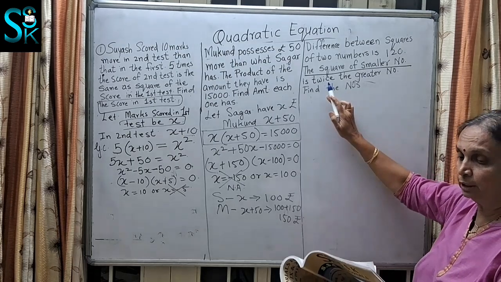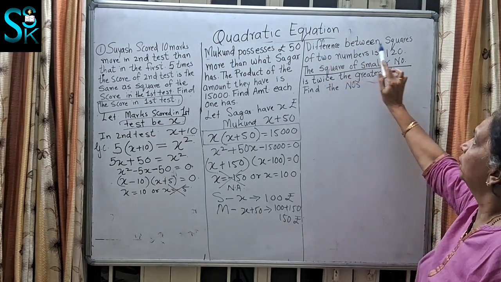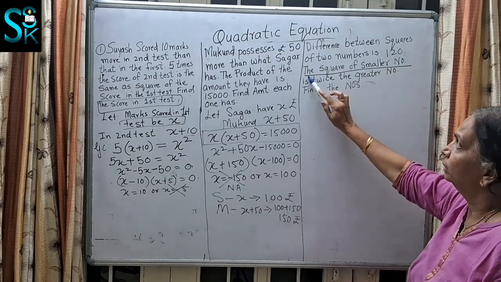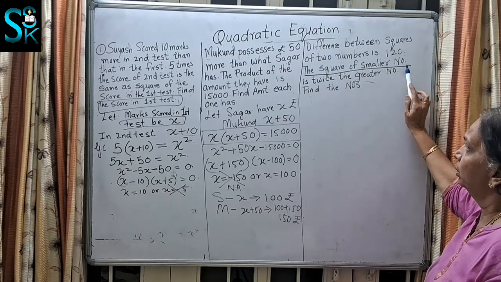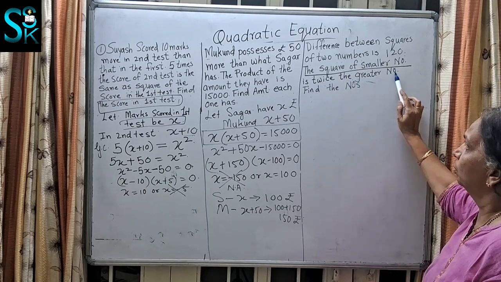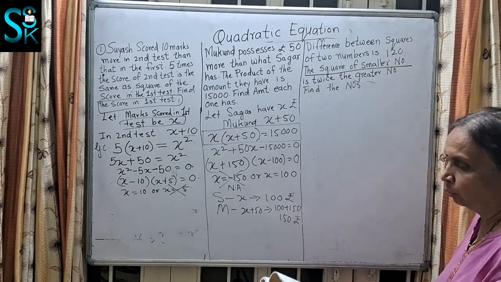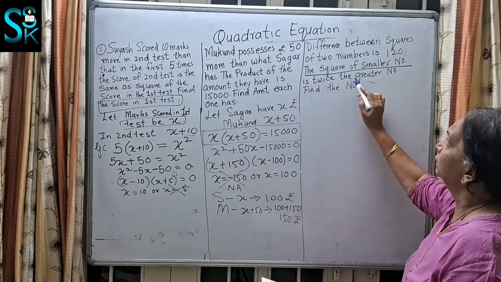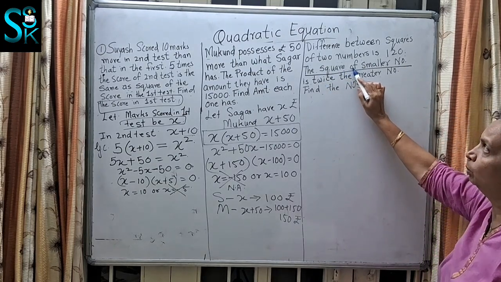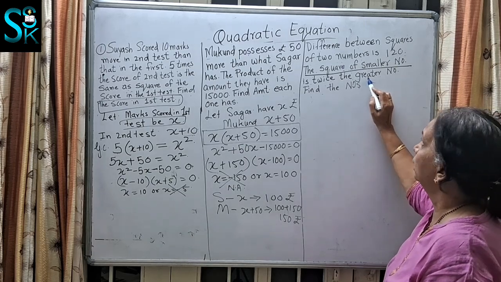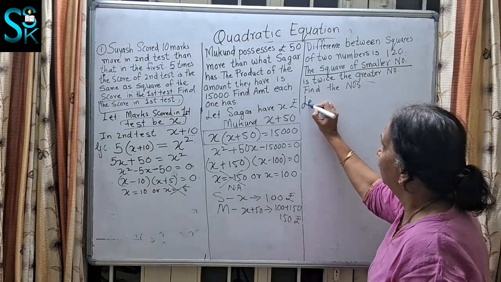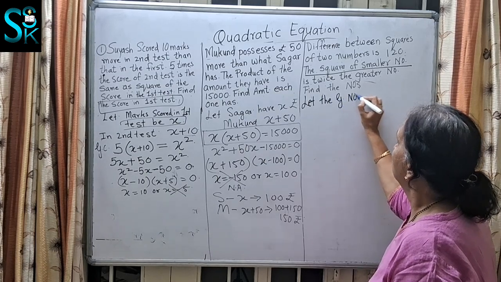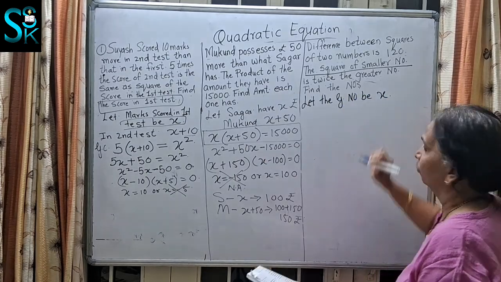Now we'll see the third sum. The difference between the squares of two numbers is 120. The square of the smaller number is twice the greater number. Find the numbers. Okay. So now the square of the smaller number is twice the greater number. So something is mentioned about the smaller number, so we are going to tell that the greater number is x. So let the greater number be x.